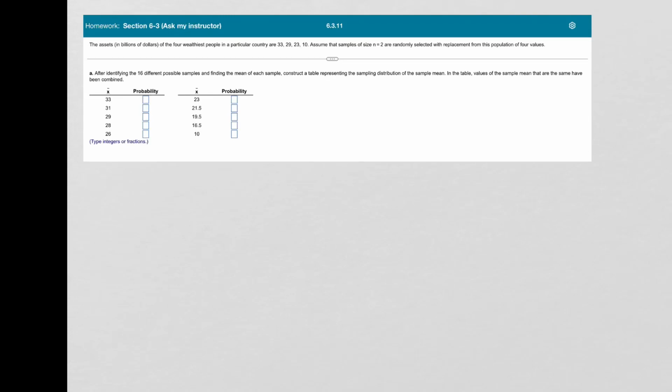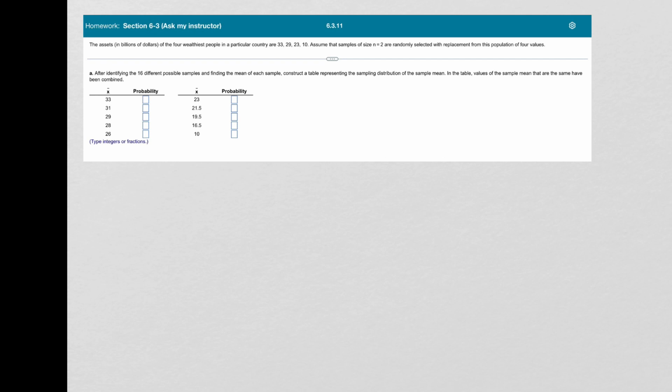In this problem, it says the assets in billions of dollars of the 4 wealthiest people in a particular country are 33, 29, 23, and 10. Assume that samples of size n equals 2 are randomly selected with replacement from the population of 4 values. So we identify the 16 possible samples and find the mean of each sample. Then they've already given all the sample means, and we want to find the probabilities that go along with those.